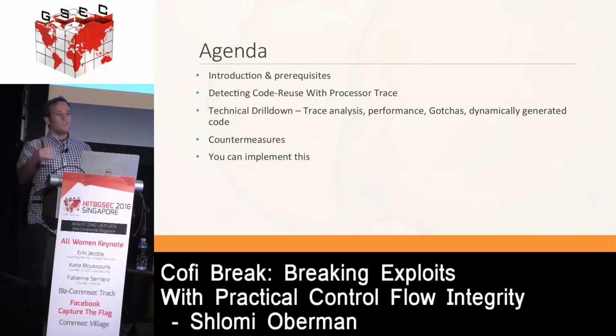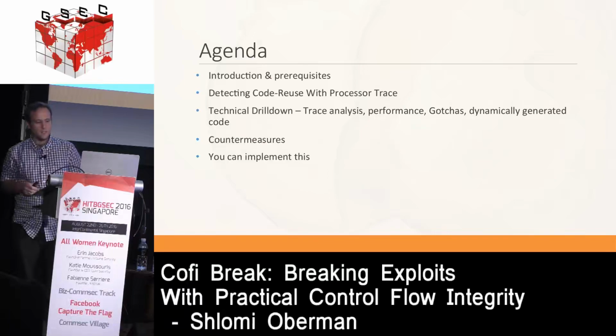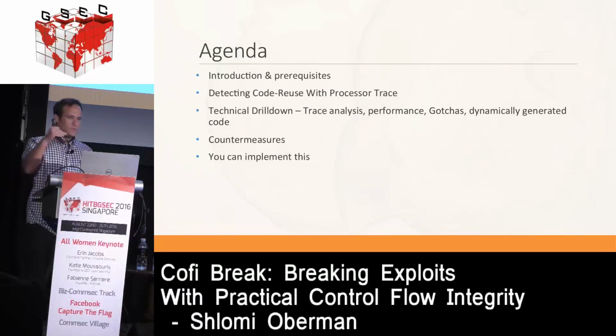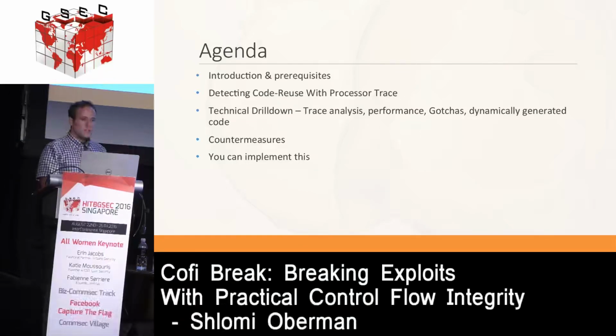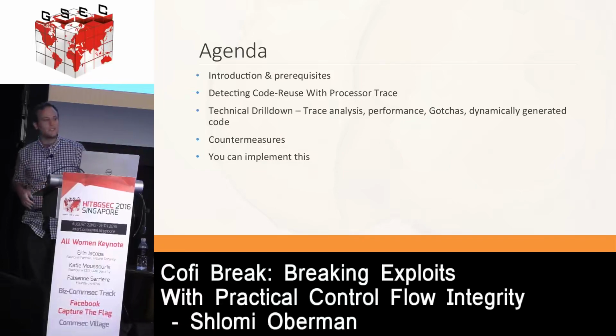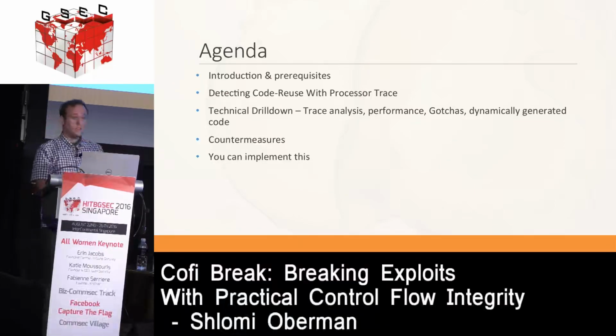The idea being that eventually after this talk, you should be able to implement the whole project on your own. You won't have to because we'll be releasing the code sometime in 2016. But you'll see the whole process we went through stage by stage. I'll be starting with a small introduction about what processor trace is, what control flow integrity is, how we use it to detect code reuse or other types of exploitation, and then we'll do a drill down into the different parts of the project.